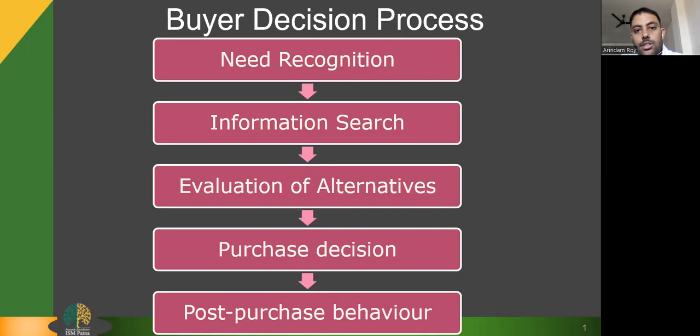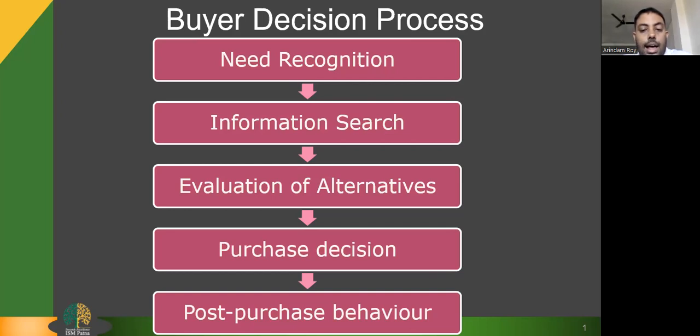Once they understand what their need is, they would look for different information sources, ways or methods through which they can understand the different products which would satisfy their particular need. And once the information search is complete, they would find the different alternatives that are present.